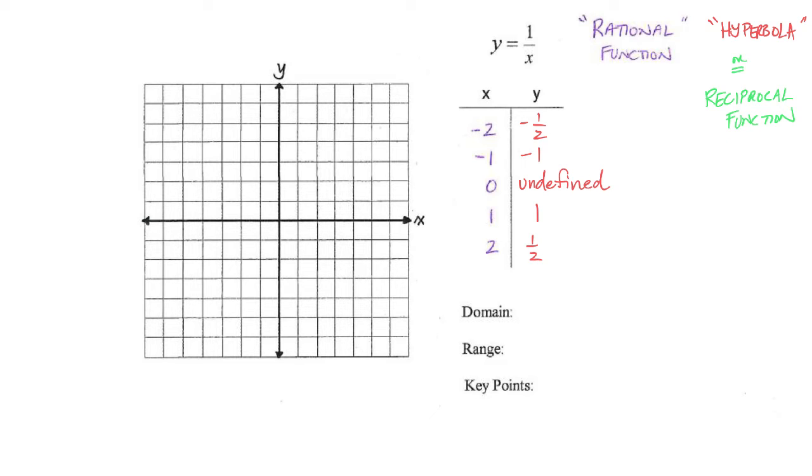So what does that mean graphically? Well, it means that I have a point at -2 and -1/2. I'll do my best to estimate halfway. At -1, -1, at 1, 1, and at 2, 1/2. And my undefined tells me that I cannot have a point that has an x value of 0.